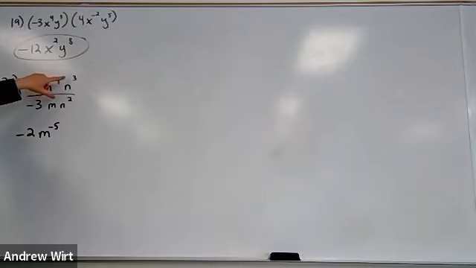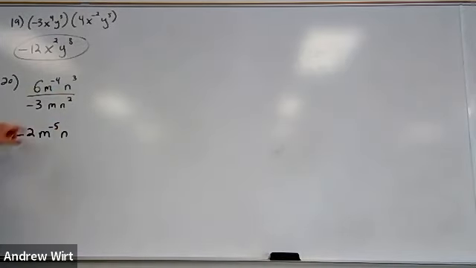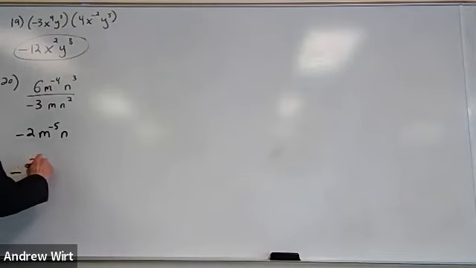And we'll do the same thing with the n's. Quotient property, subtract the exponents. 3 minus 2 is 1. So we get a single n there. Now to be fully simplified, we need to move the base with the negative exponent to the denominator and make that exponent positive. So we get -2n divided by m to the 5th.